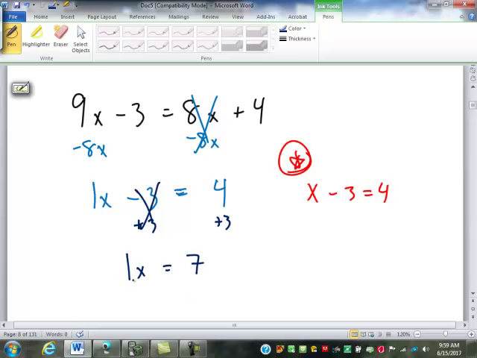Well, at this point, I am done. X equals 7. Technically here, I should divide by 1 to get rid of the 1, but I don't have to. So either way, I do get x equals 7. But recognize, when you have 1x, it really is just x.